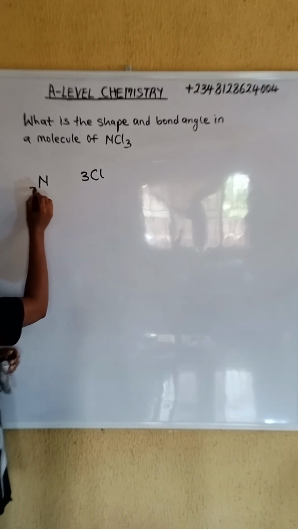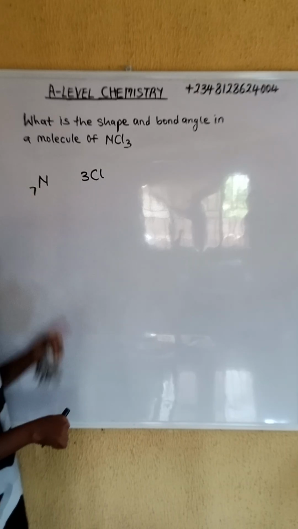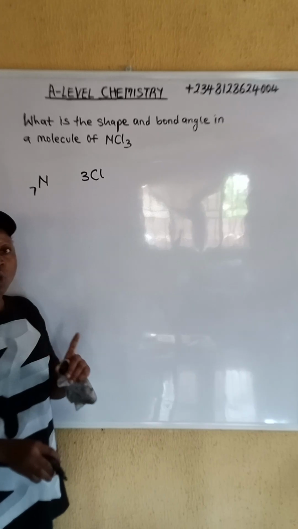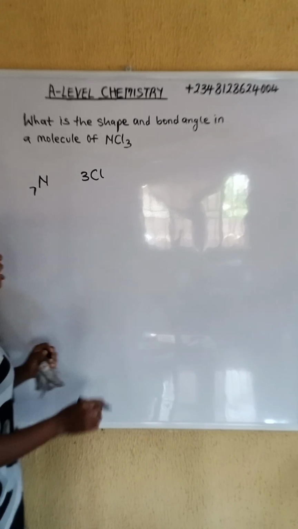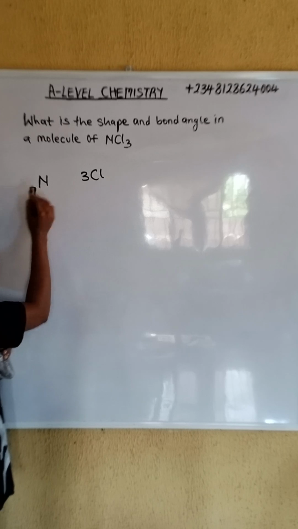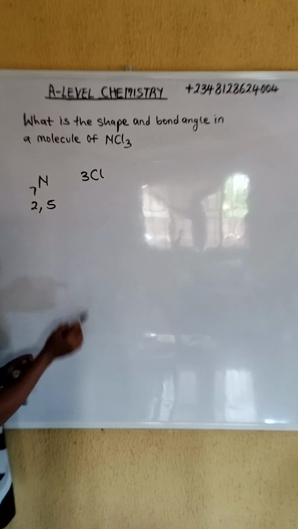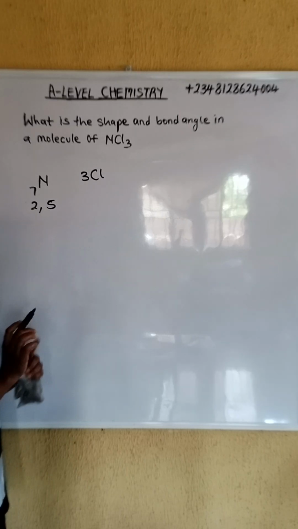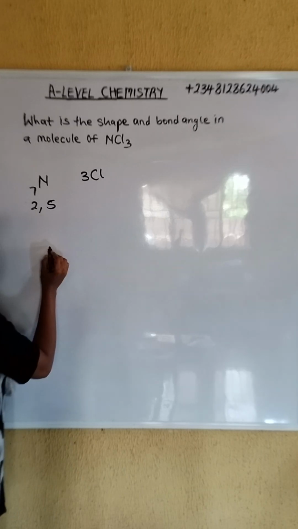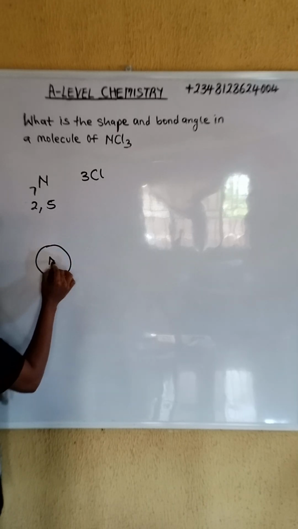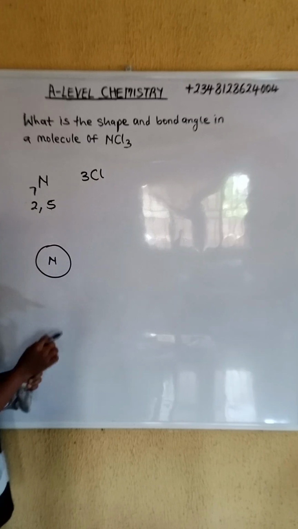Then nitrogen is the number 7 in the periodic table. You are going to need only valence electrons for the structure. So the shell electronic configuration of nitrogen is 2, 5. So it shows that it has 5 valence electrons. So let's draw the electronic shell of nitrogen. This is nitrogen with 5 valence electrons.